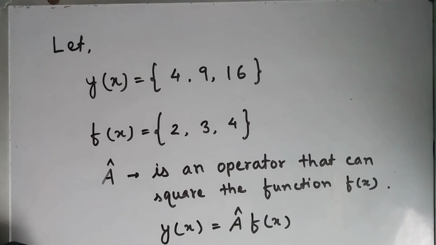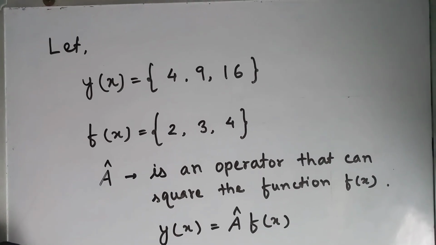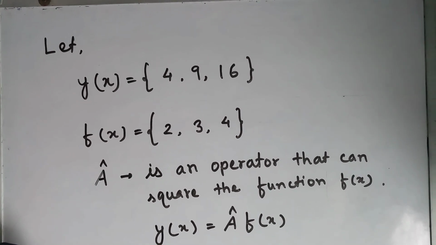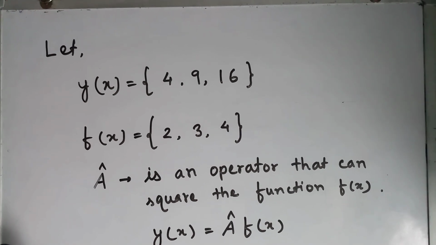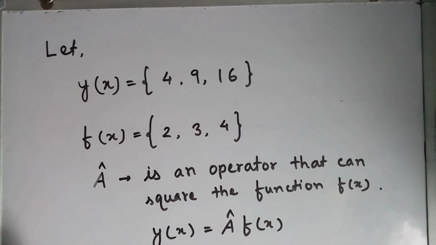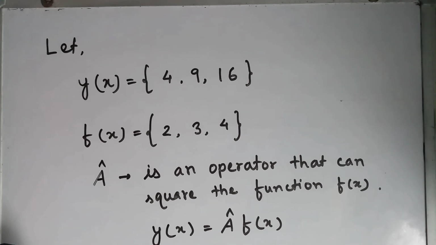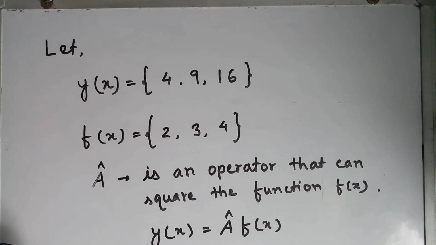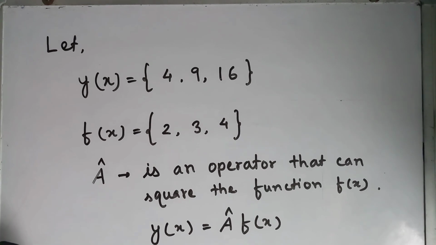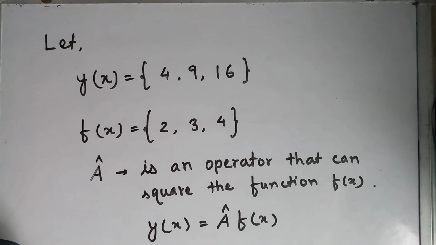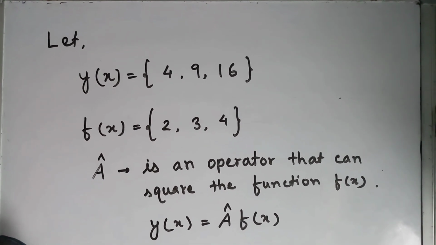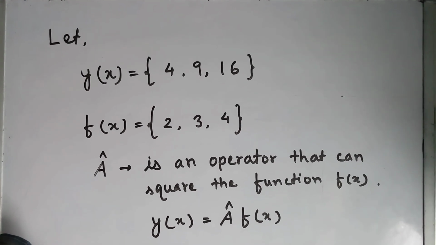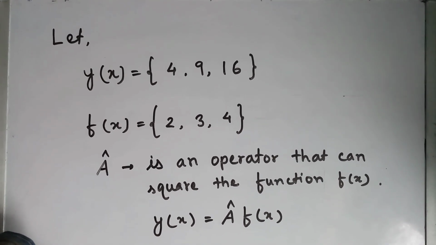So let us take examples. Suppose I have taken y(x), which is a function of 4, 9 and 16, and the other function f(x) is a function of 2, 3 and 4. So in that case, the operator which we apply on the function f(x) should be an operator which can square the function f(x). Okay, so that we obtain the relation y(x) = Â f(x).